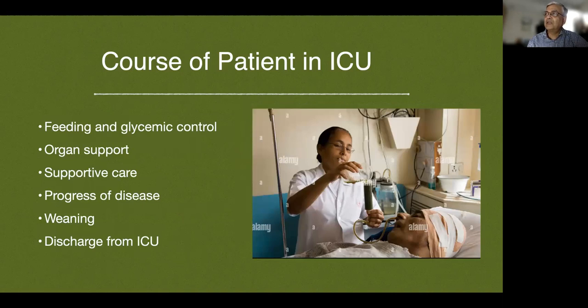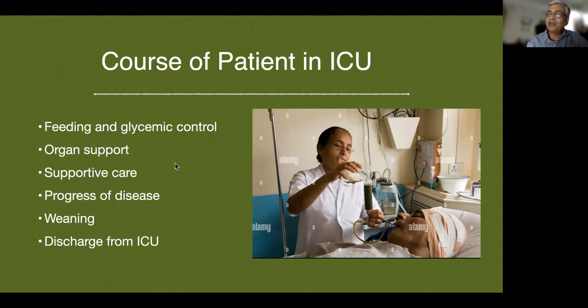In addition to this, you need to look after the feeding of the patient and the glycemic control of the patient. That means how are the sugar levels of the patient. You need to control that. You need to support the various organs. For example, if there's liver dysfunction, support the liver by the correct medication and correct type of food.